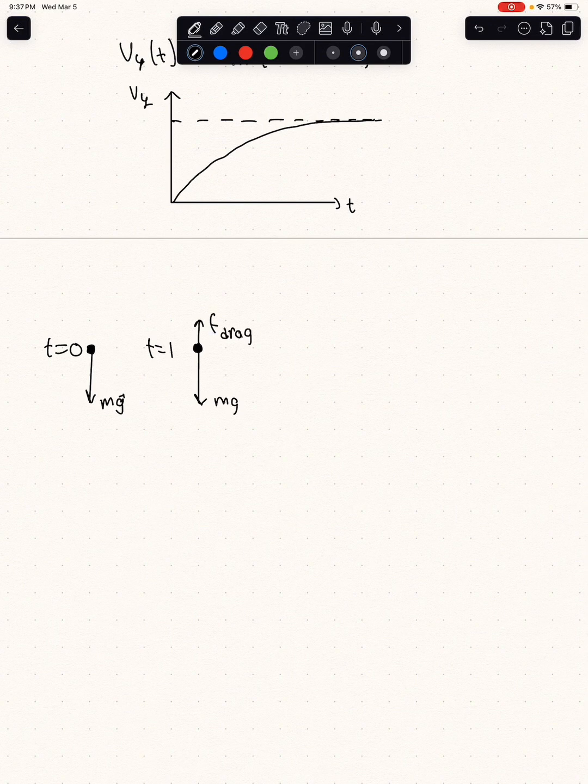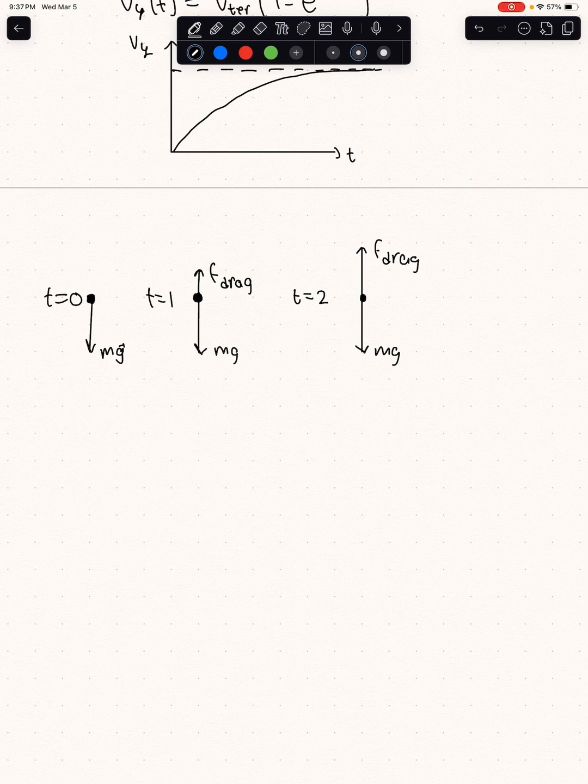All right. Now, in both cases here, the net force is still not 0, still greater than 0. So it will still have some acceleration. So it will still be speeding up, right? And let's say t equals 2. It becomes very close. This is mg. This is force drag, right? These two become very, very close.